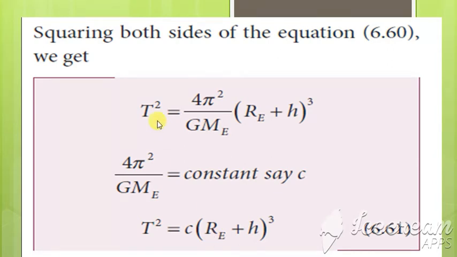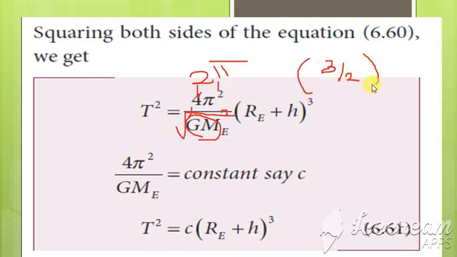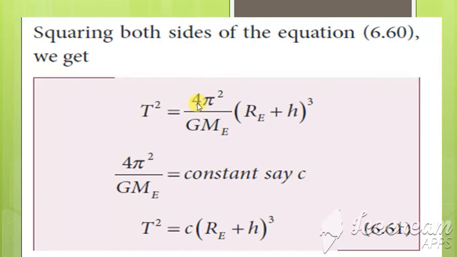Okay, then squaring on both the sides. If we square on both the sides, we get T square equals 2 pi, so it is 4 pi square. It is root of GME, so root and square get cancelled, so we get just GME, and this is to the power of 3 by 2. Okay, so in 3 by 2, if you are taking square, the 2 and 2 get cancelled, so we are getting just 3 alone. Clear? So it is 4 pi square divided by GME into RE plus H the whole cube.